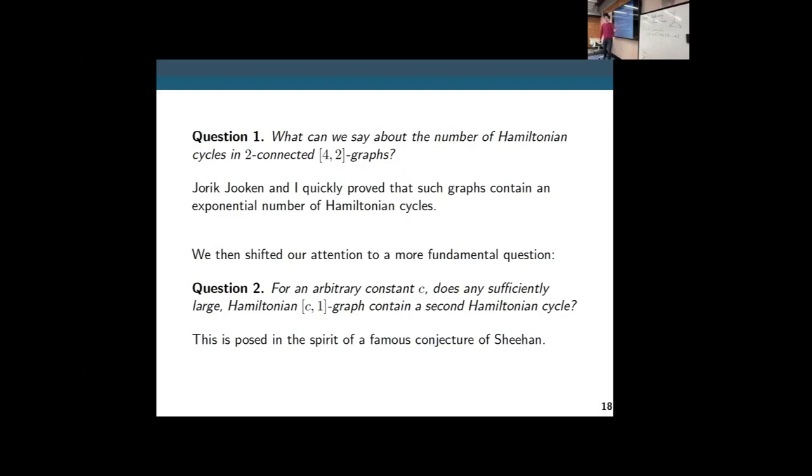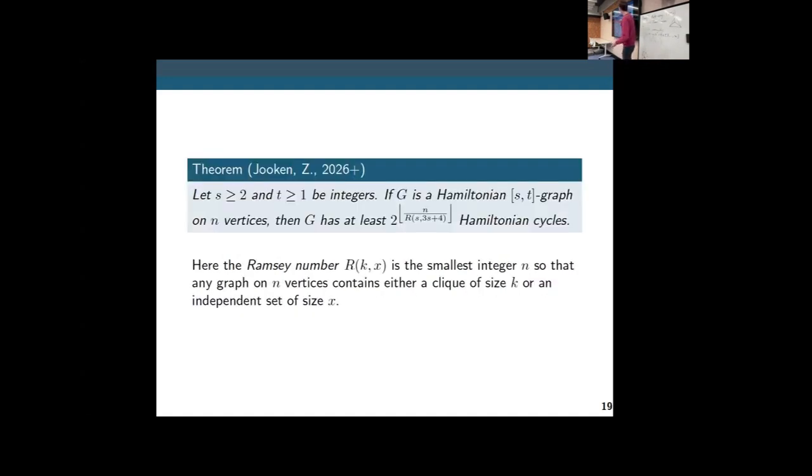This is, of course, a Sheehan style question, right? You have one Hamiltonian cycle, is there a second? And we prove this. So S and T integers, S at least 2, T at least 1. If G is a Hamiltonian S comma T graph, G has at least this number of Hamiltonian cycles, 2 to the n, and this is a Ramsey number of S comma 3s plus 4.